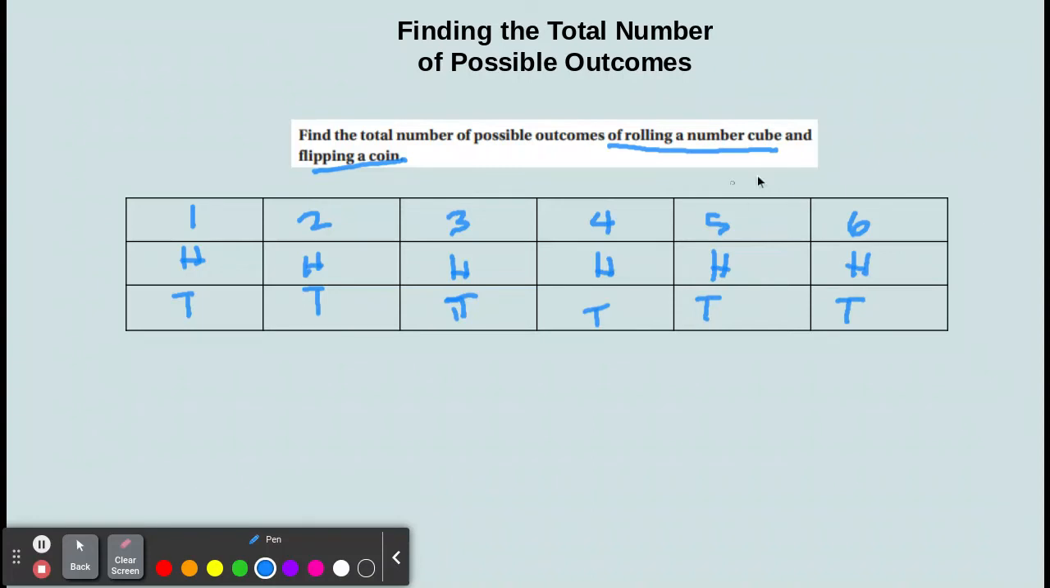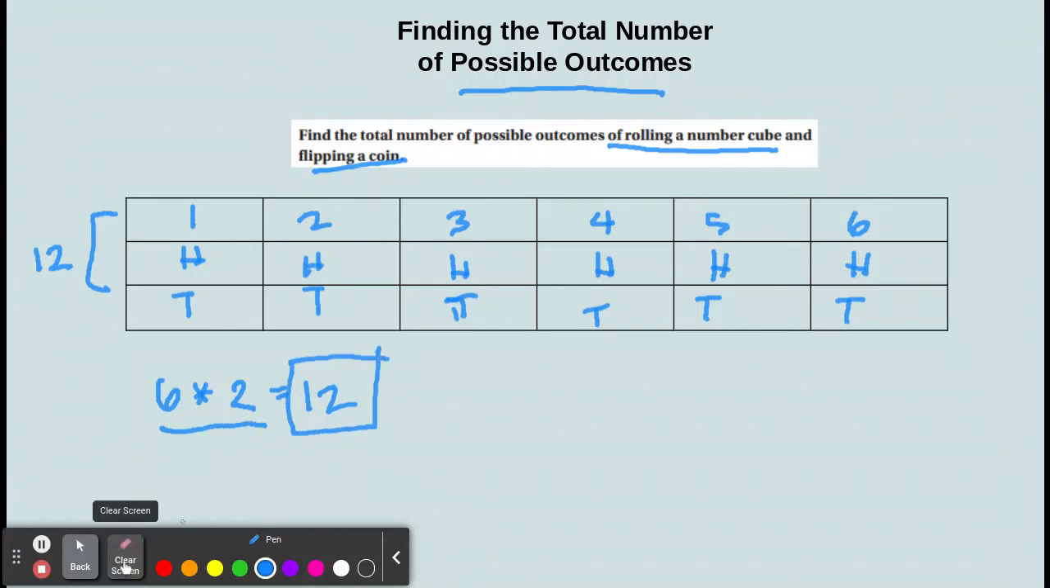Okay, so this table shows all our possible outcomes for the 2 events of rolling a cube and flipping a coin. Now, the other method we could use was by using our fundamental counting principle. And so we know that the number of outcomes for rolling a cube is what? 6. And the number of outcomes for flipping a coin is 2. So 6 times 2 is 12. And how many boxes do we have up here? We have 12. So both methods, listing them all out or using the fundamental counting principle, will give us the total number of possible outcomes, 12.